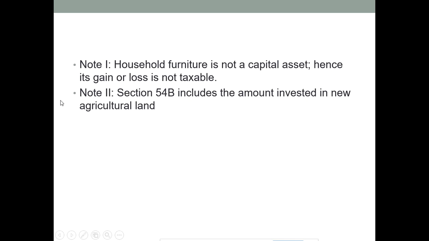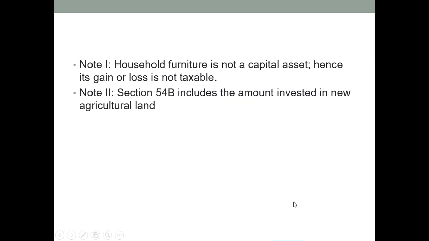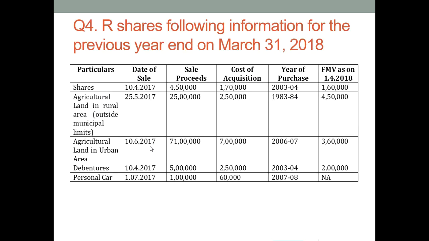And section 54B, where the assessee claims a deduction of 3,50,000, includes the amount invested in new agricultural land. So this idea gives you a fairly comprehensive view of the capital gains taxation. Next, see question number 4.